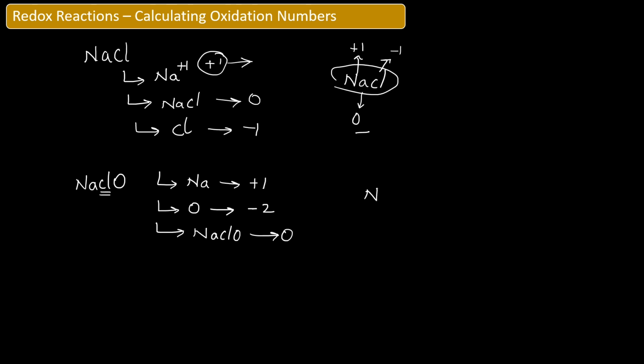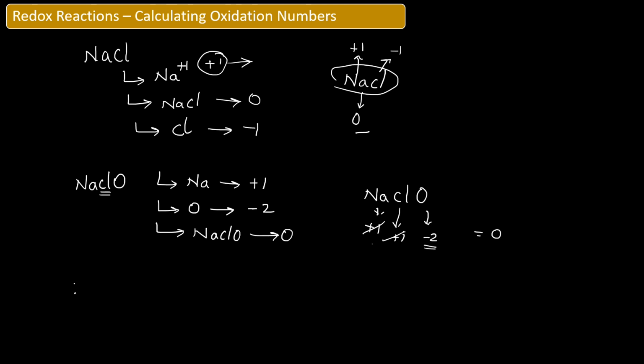So we have NaClO. Na is +1, O is -2, whose sum should be 0. So Cl gets a value of +1, because +1 and -1 would... rather, +2 and -2 would give us a sum of 0.